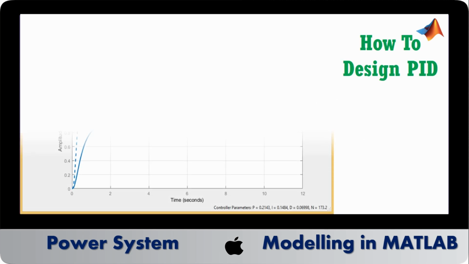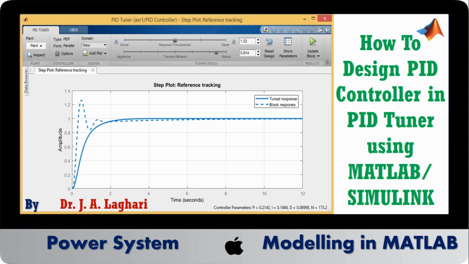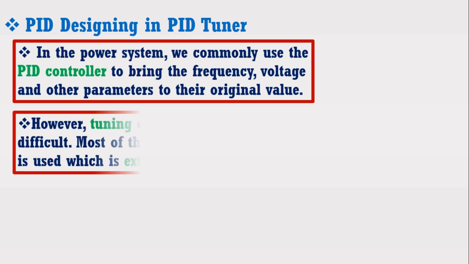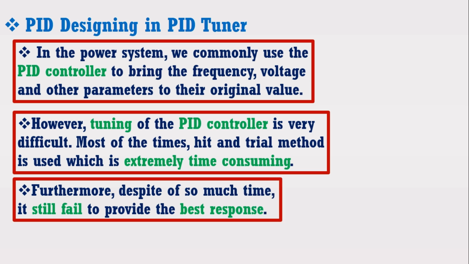In this tutorial, I am going to teach you how to design a PID controller in the PID tuner using MATLAB Simulink software. Friends, in the power system, we commonly use PID controllers to bring the frequency, voltage and other parameters to their original value. However, tuning of the PID controller is very difficult. Most of the time, the hit and trial method is used, which is extremely time consuming. Furthermore, despite so much time, it still fails to provide the best response.